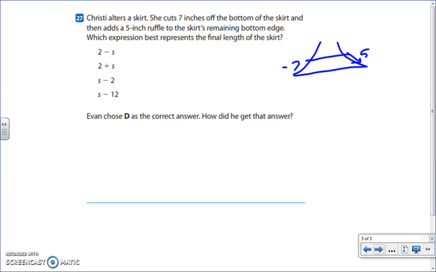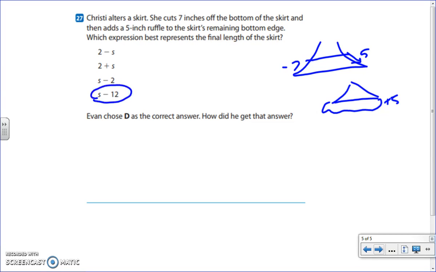If I'm taking away 7 and then putting 5 back on, really what I'm taking away is 2. So I chopped off 7 and I put 5 back on. Really all that changed was just 2 inches worth. So if I had this little mini skirt now and then I put ruffles on it and I add 5 inches on there, I took away 7, I added 5, so altogether I'm subtracting 2.